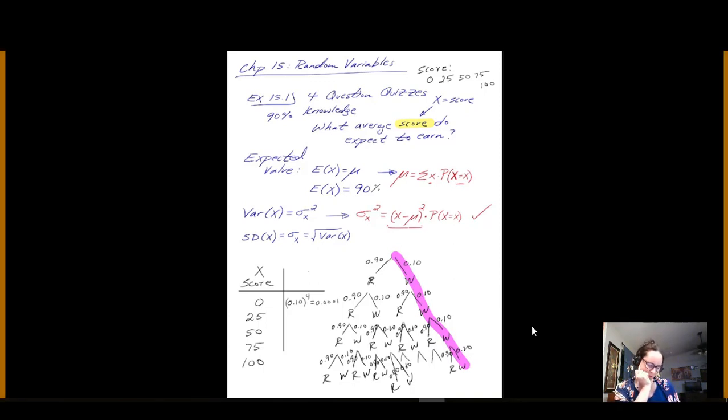Well, I guess we'll look at the 25. And let's see, to get a 25, that's any way that we only got exactly one correct. Okay, let's look at these different paths that have exactly one correct. I'm going to use green. So, let's see.